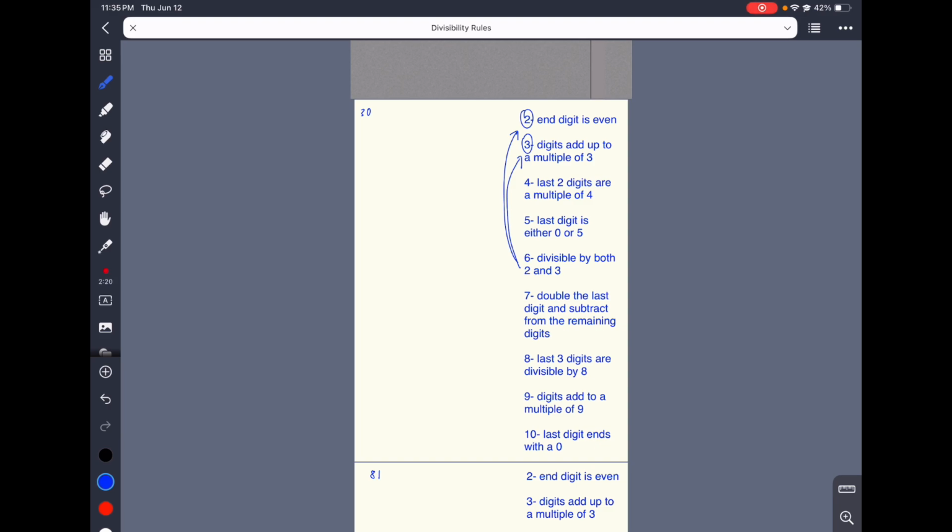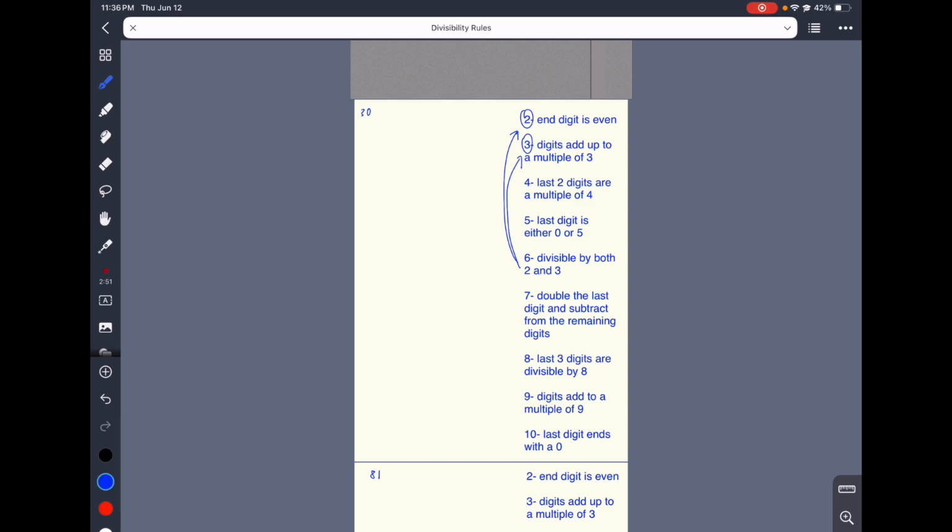If the end digit of this number is even, this means that this number is divisible by 2. If the digits of this number add up to a multiple of 3, 3, 6, 9, continued, this means that this number is divisible by 3. If the last two digits of the number are a multiple of 4, this means that this number is divisible by 4. If the last digit of this number is either 0 or 5, then this number is divisible by 5.